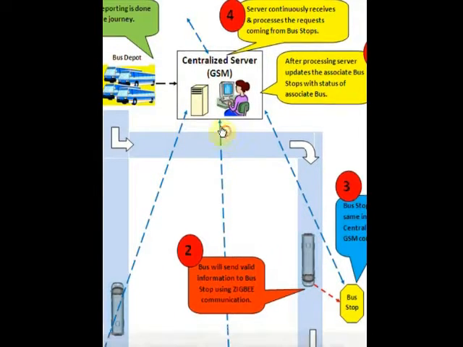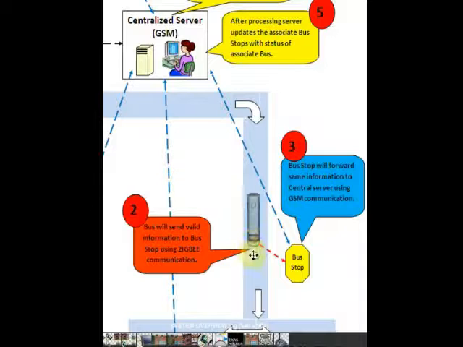When the bus travels on its path and reaches the first bus stop, the bus will communicate with the bus stop. The bus will send valid information to the bus stop using Zigbee communication. The information consists of bus ID and vacancy, and the same information is forwarded to the centralized server by the bus stop by adding the stop ID.